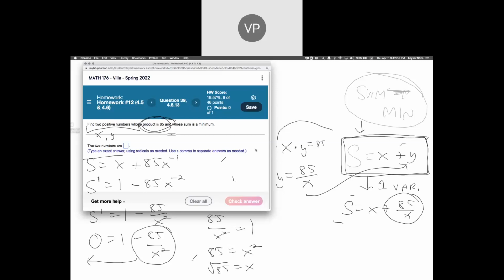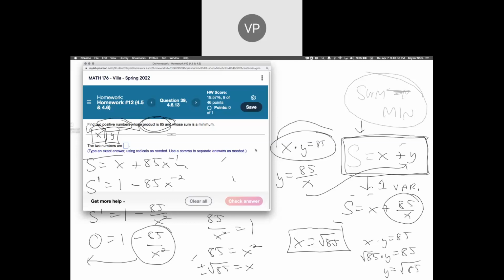Now let's keep in mind what's going on here. Remember my two numbers? They're x and y. We found that x is root 85. Now notice, I didn't write this, but when you take a square root, you're supposed to have a plus or minus. But because they told us these are positive numbers, I only care about the root 85. That's the first number right there. Now we have to figure out what the second number is, and it's not so bad because go back over to here. We know x times y is 85. So if I replace x with root 85 and divide both sides by root 85, I'm going to get another root 85 right here. So those are my two numbers.